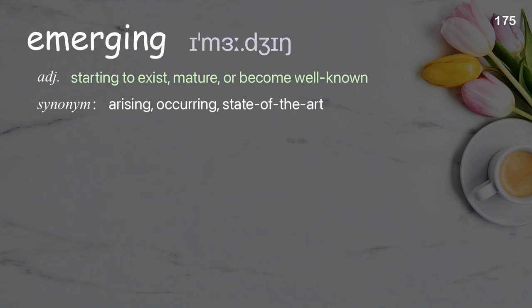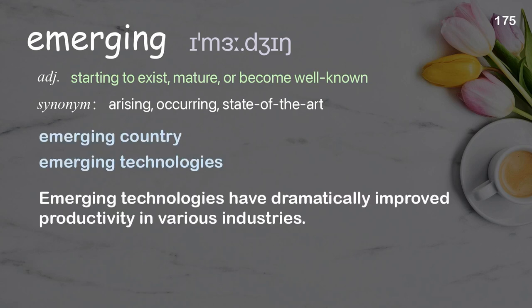Emerging. Starting to exist, mature, or become well known. Examples. Emerging country. Emerging technologies. Emerging technologies have dramatically improved productivity in various industries.